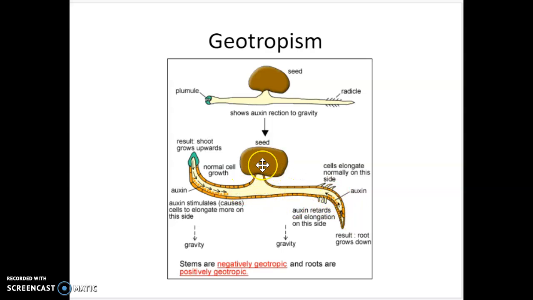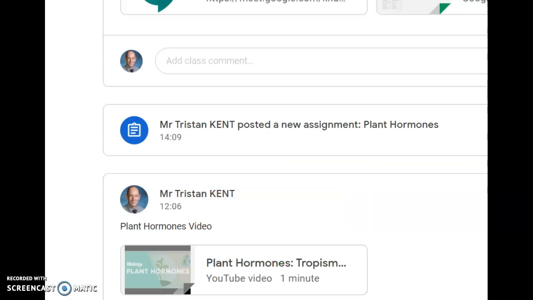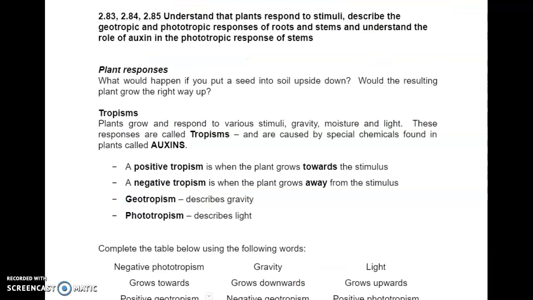Now, if we turn this seed upside down, then it would have the same effect. These would move to the other side, that would move to the other side, and then the root and shoot would bend accordingly. Okay, so what I want you guys to do now is go to Google Classroom. You'll see you've got a video here. I want you to watch that video, and then once you've watched it, I want you to click onto this assignment. Now, there's two things in here. I would like you to open the document first, and it will take you to this document here.